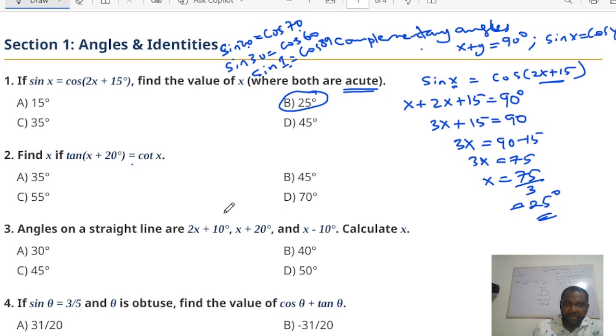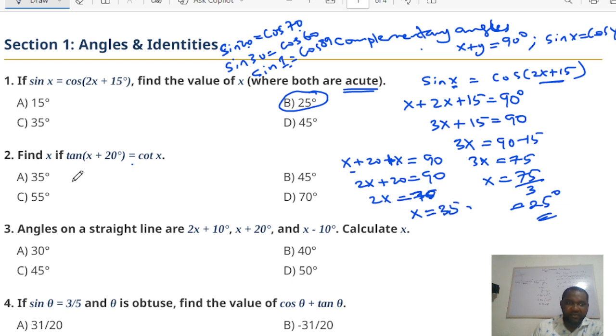That's very important. So here we can simply say that x plus 20 plus x is equal to 90. So x plus x is 2x plus 20 equals 90. So 2x is equal to 90 minus 20, which is 70. Divide both sides by 2, and we get x to be 35. So the answer is A, 35 degrees. I hope that makes sense.